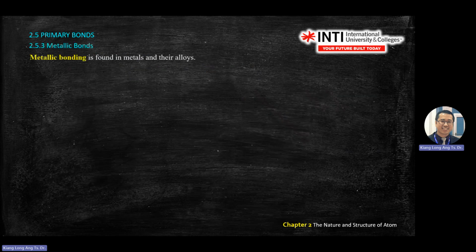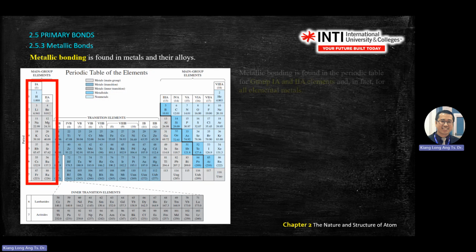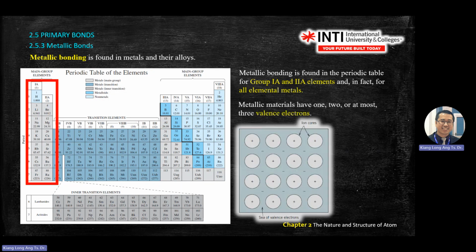Then the next one is metallic bond. Metallic, from the word itself, you know, is formed from metal. Usually they are group 1 and 2. Okay, metals, the rest you read. Metals share ions together in a sea of electrons. So the electron will go running around in the compound.